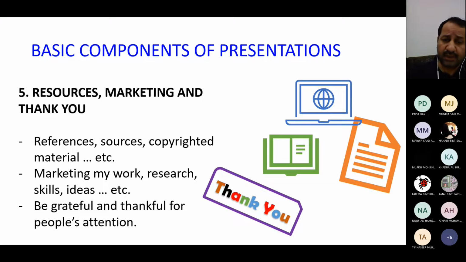And make sure the references are also in the same style. I mean, don't jump from style to style. Use one style for the whole thesis. Okay. And be grateful and thankful for people's work.